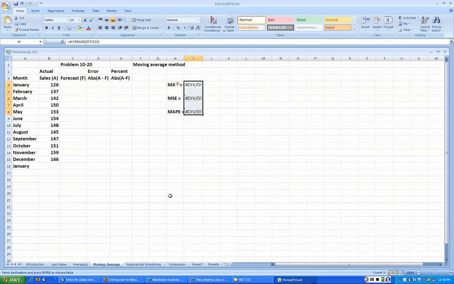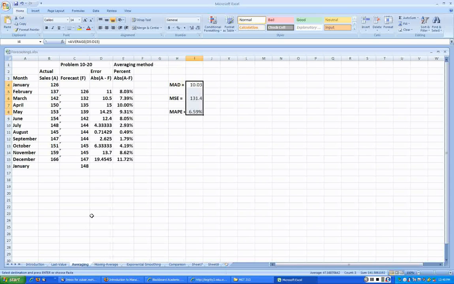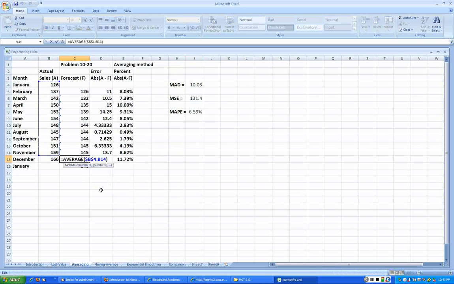Folks, on problem 1020, we did discuss the last value method, then the averaging method. Now let's go on to the moving average method. Now what is the difference between the averaging and moving averaging? Averaging, if you go to that one and then double click on this, is going to take the average of the last 11 months to make a forecast for December.